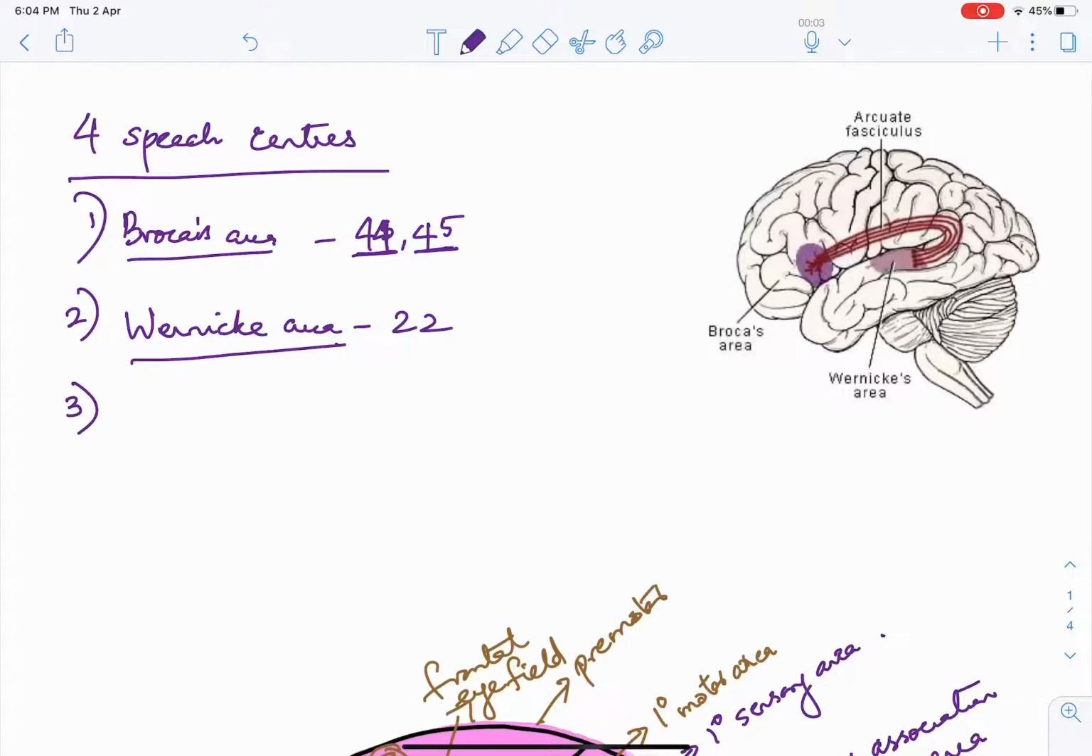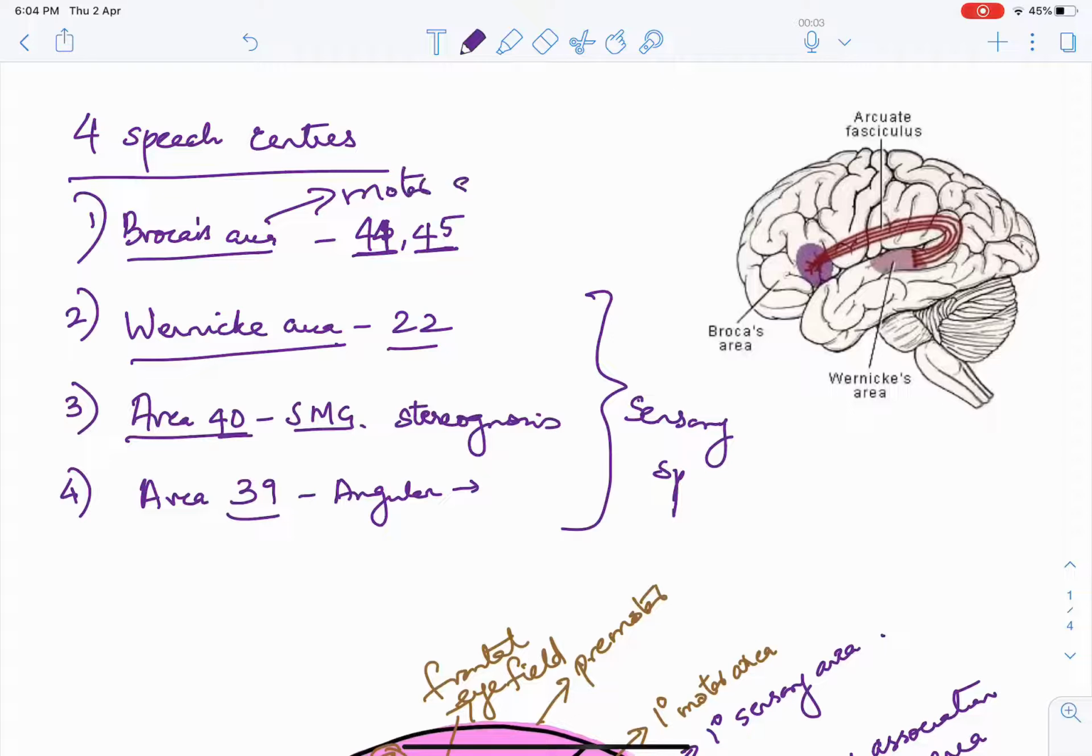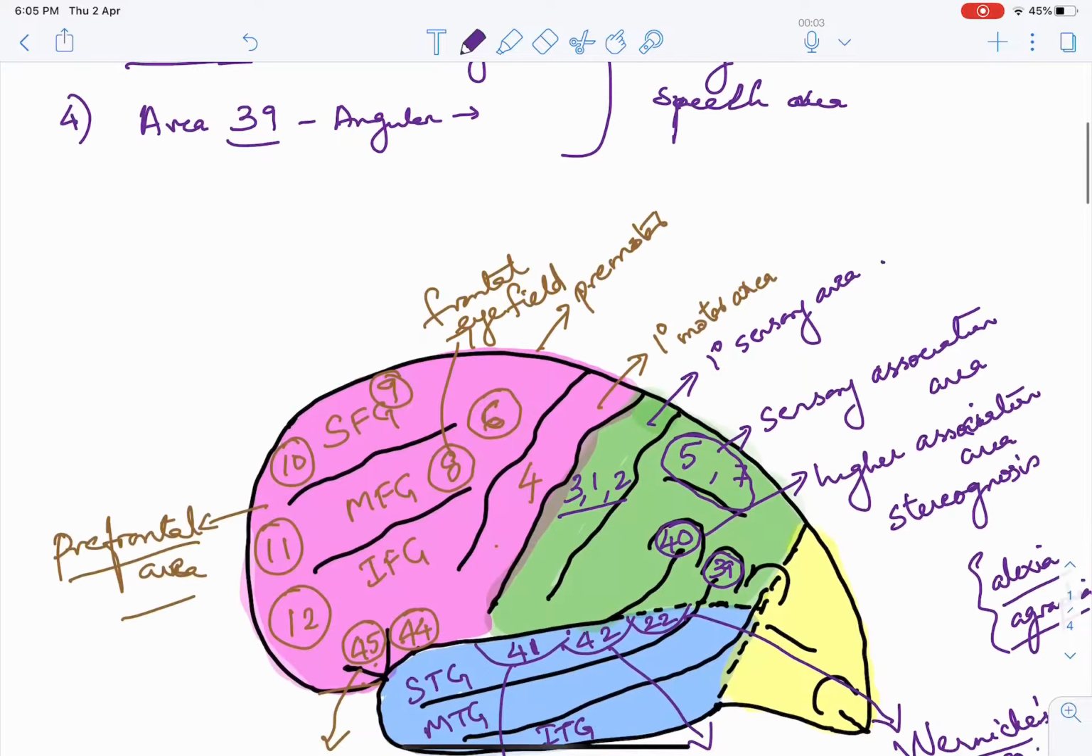Another speech center is area number 40. That is in the supramarginal gyrus, and it helps in stereognosis. That is, by touch, you are able to identify objects. Then the next one is area number 39. Area number 39 is in the angular gyrus, and that helps in identifying objects by visual cues. The last 3 areas, area number 40, 39 and 22, together are called the sensory speech area. This is the motor speech area, and this is the sensory speech area.